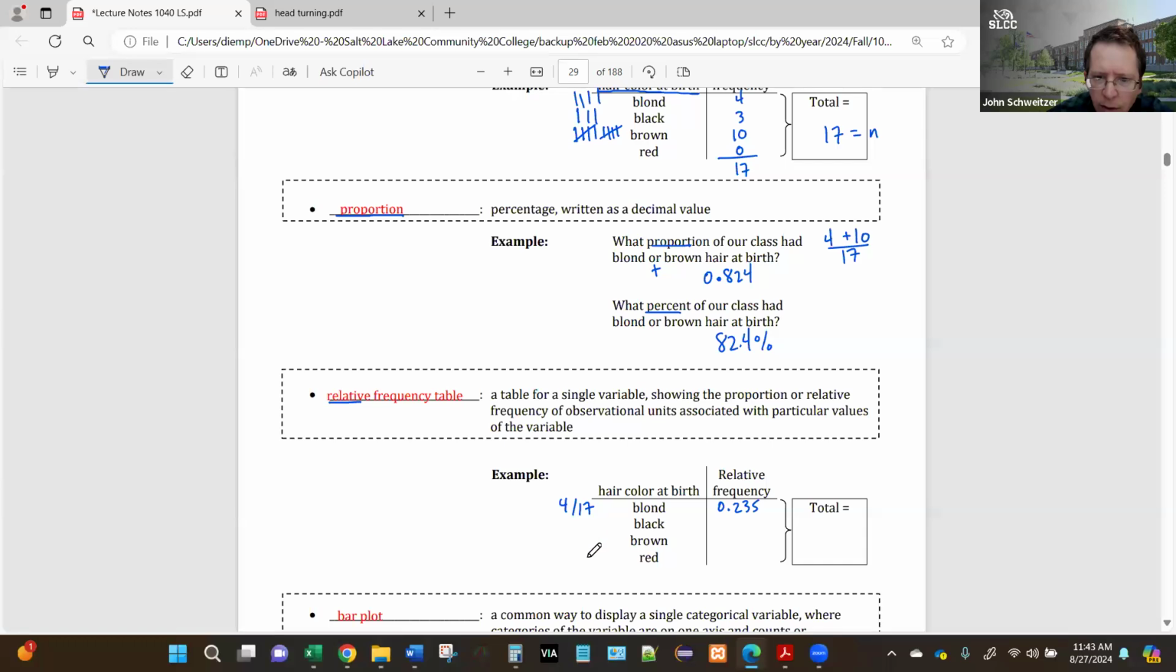So I'd like you guys to do these other 3 quickly. For the next one there, that would be 3 out of 17, and then you guys do the rest, okay? So go ahead and calculate the relative frequency for black and brown there. And if you would, put that in the chat, and we'll just keep going, okay? So this is the beginnings of how we work with this really important type of data, the categorical data.